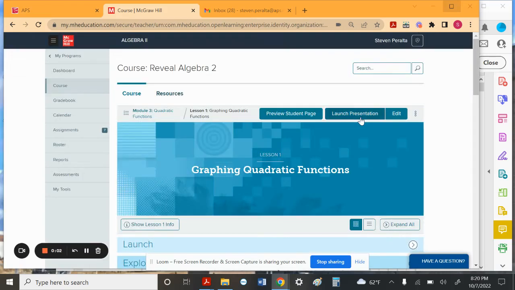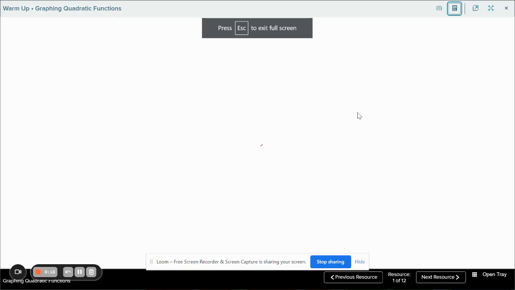Welcome to Module 3. We're going to start off in Lesson 1. We're going to be looking at graphing quadratic functions. So notice in Module 3 we're dealing with quadratic functions, and I'll explain what those are here in a minute.